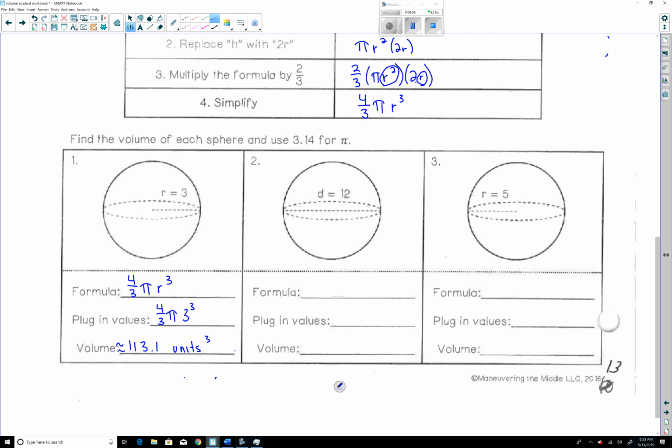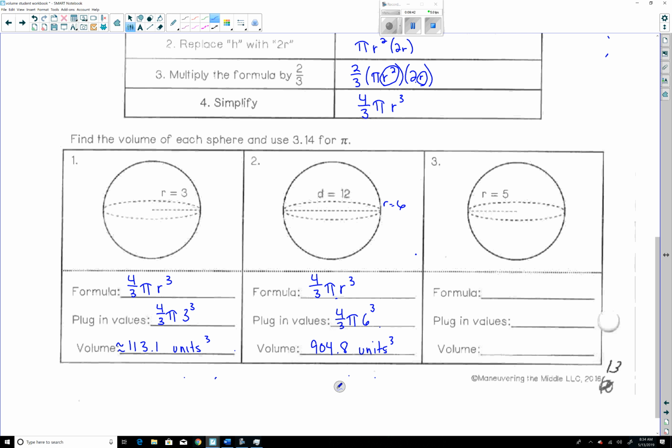Next one, same formula, 4/3 times pi times radius cubed. Now here I've got a diameter of 12. I find the radius by cutting that in half. So my radius is 6. Go ahead and substitute in the values. Four thirds times pi times 6 to the third power. Grab your calculator. I get 904.778. So let's just round it to 904.8 units cubed.